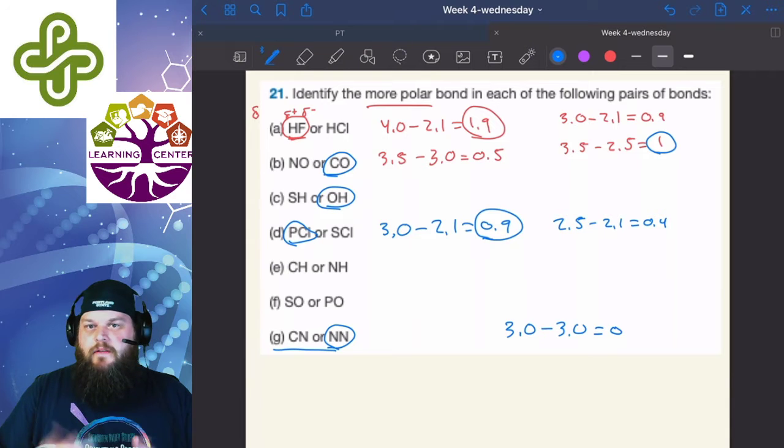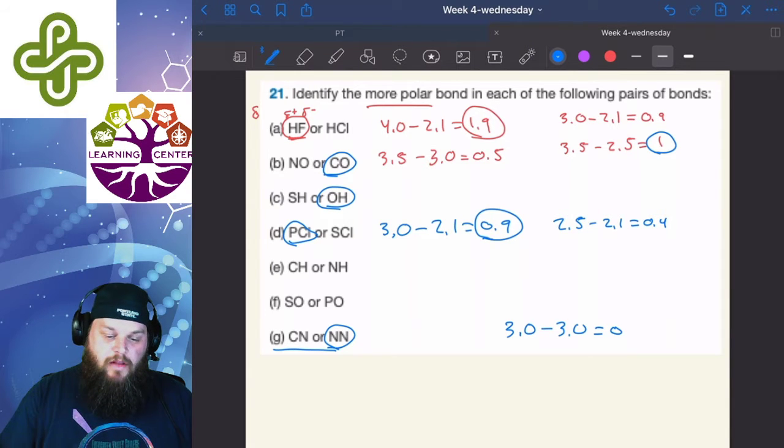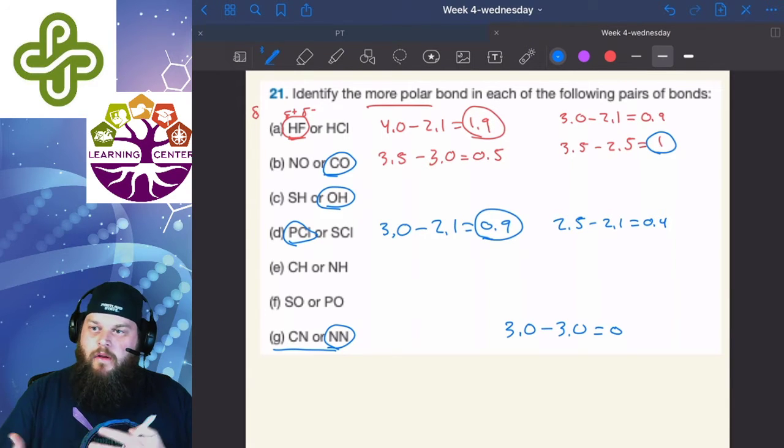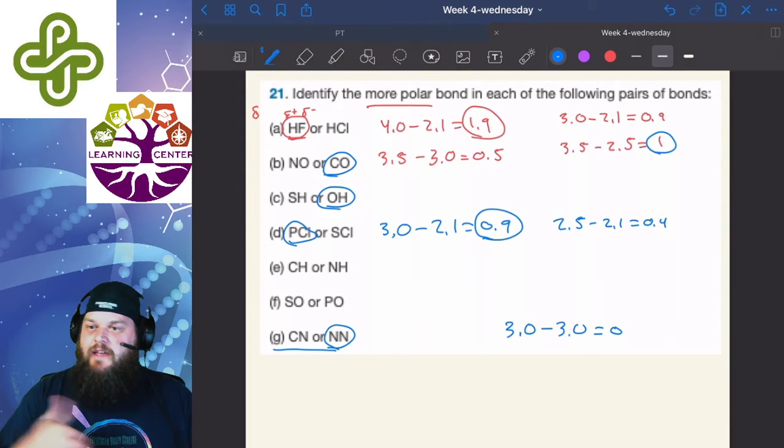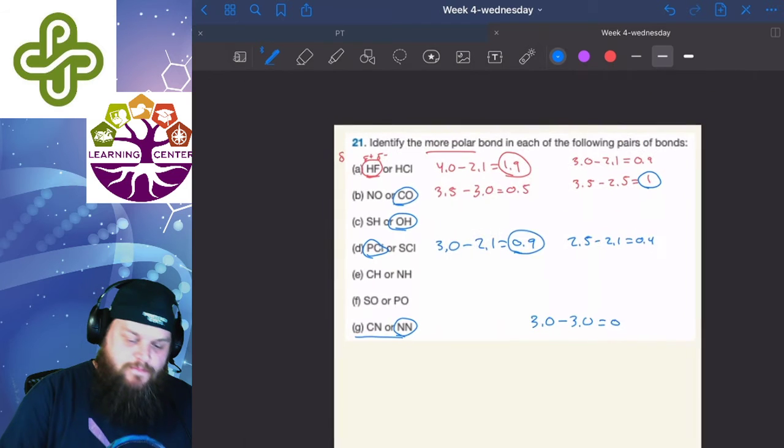So that's how we distinguish between the electronegativities of the different atoms, and we can differentiate between polar or non-polar, or even gauge the polarity based on them.